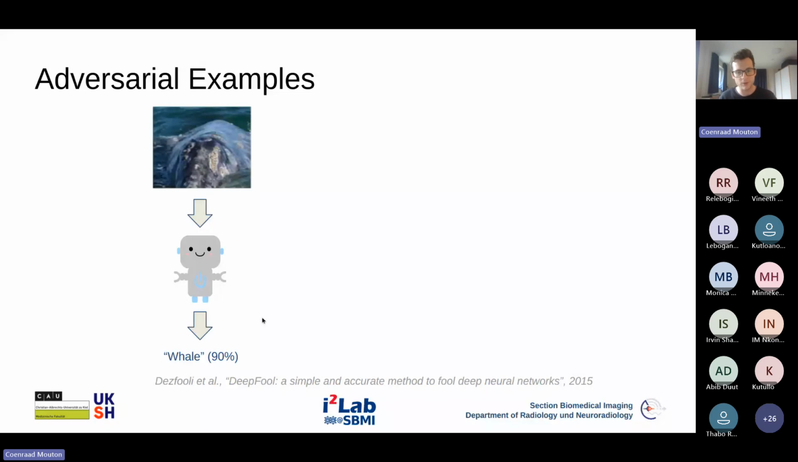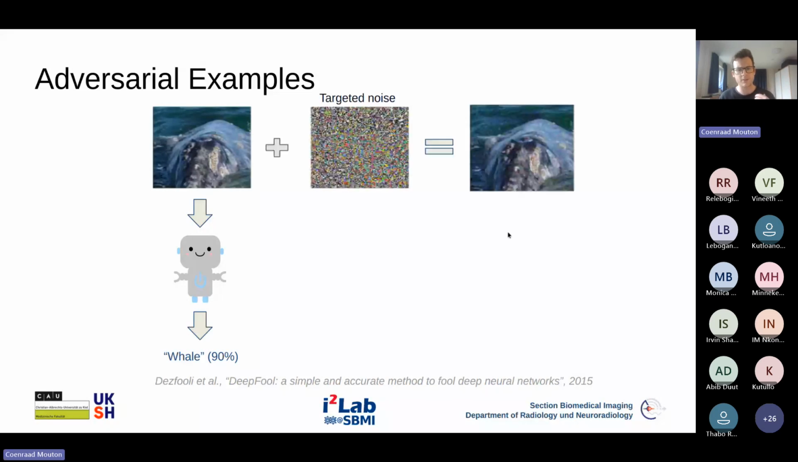However, what we can do is add some targeted noise to this image. Now the image essentially to us humans looks exactly the same. If you show this to anybody, they would still say that's a whale. Nothing meaningful has changed in the image. However, if we now show this image to that same neural network, it will predict this to be a panda with very high confidence as well. So the network is confidently incorrect.